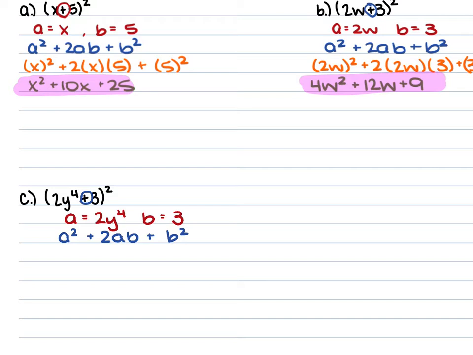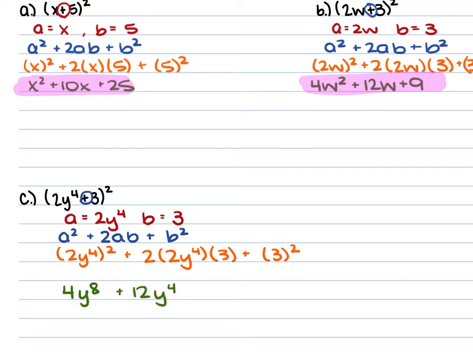We plug these values in. So we're going to have 2y to the 4th power squared plus 2 times 2y to the 4th power times 3 plus 3 squared. 2y to the 4th power squared is going to give us 4y to the 8th power. 2 times 2y to the 4th power times 3 gives us 12y to the 4th power, and 3 squared is 9.